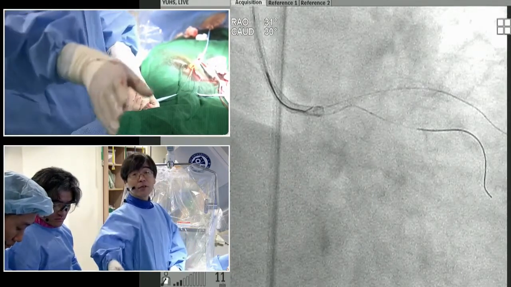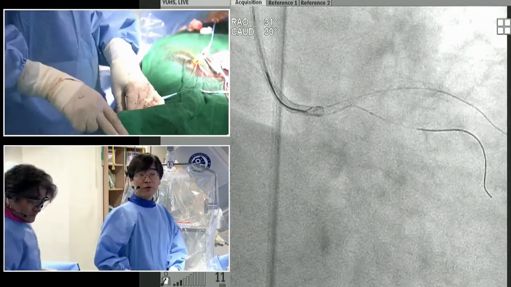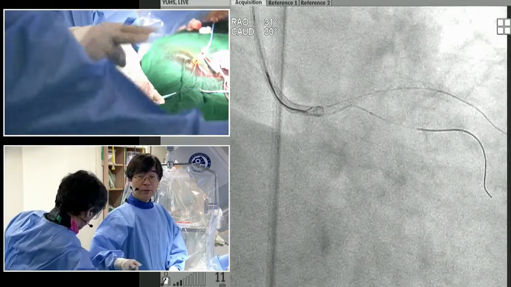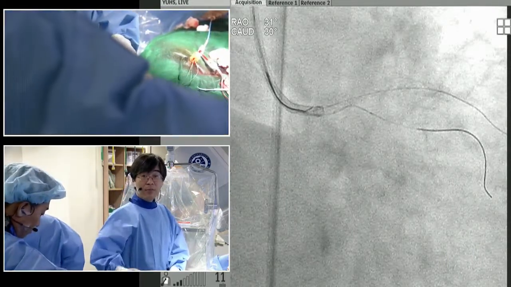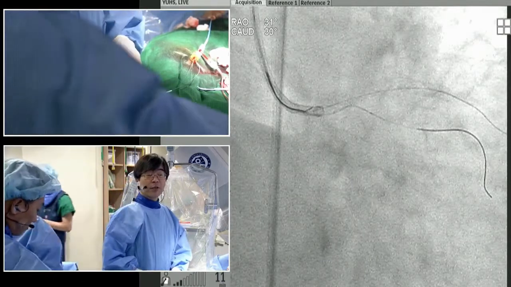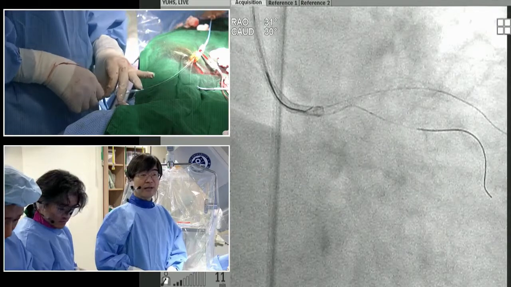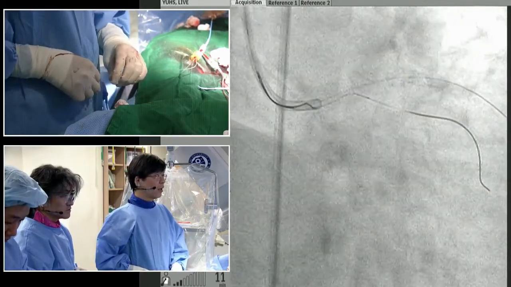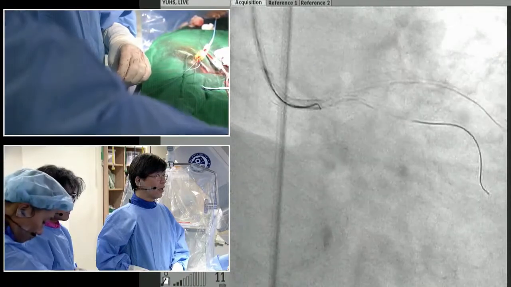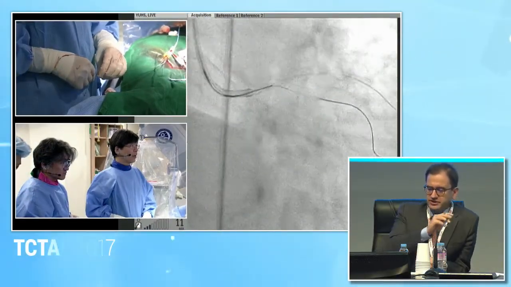And what is the control arm? In the bare metal stent arm, the stent thrombosis rate was also 2%. It's similar. It means that the study population for that study is really high risk. Well, I agree, but don't you think that a strategy with a second generation drug-eluting stent and 3 or 6 months of dual antiplatelet therapy would have been safer? Right.